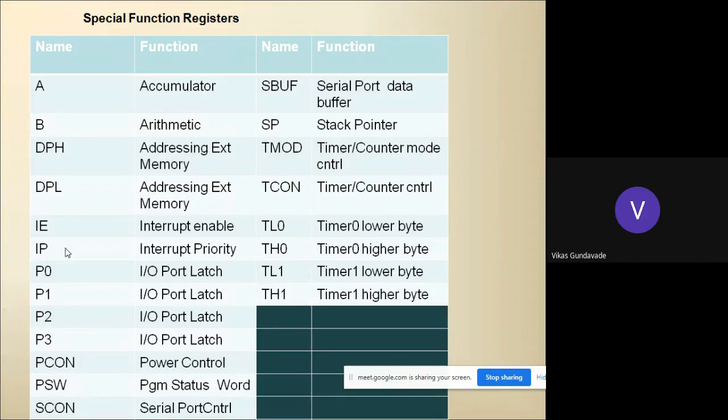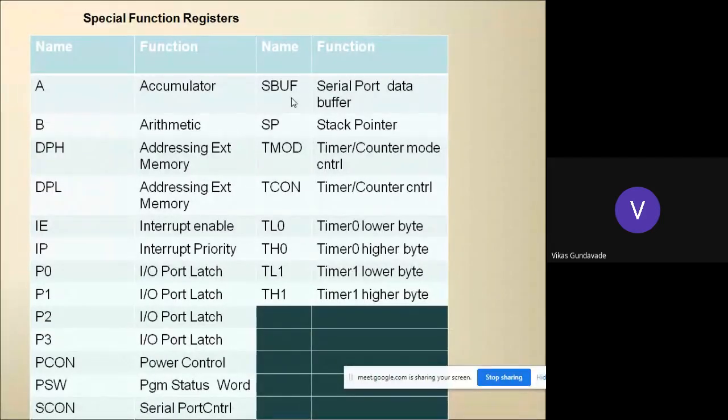Then PCON is the power control register and SCON is the serial port control register. These two registers are used for serial communication, where the bits of the SCON register specify the baud rate by which the communication will take place. And one more register is available for serial communication. It is SBUF, that is, the serial port data buffer.